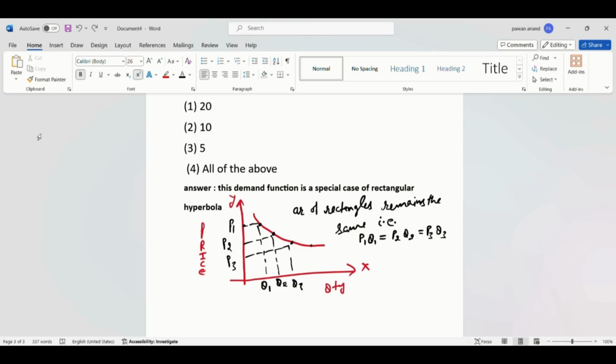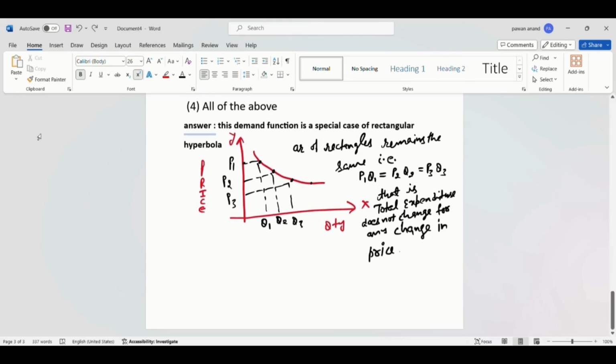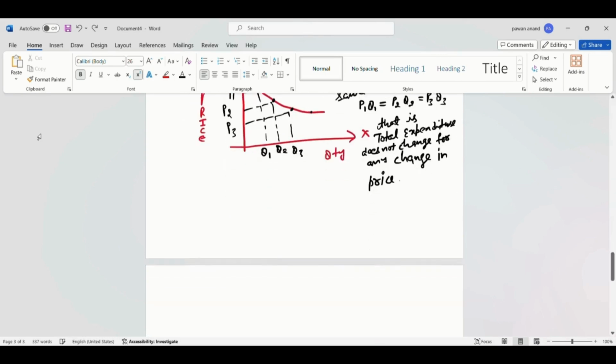Now, if you remember the total expenditure method or total revenue method, in which total expenditure does not change for any change in price if ED is equal to 1 for a unitary elastic demand. So, this is the case of unitary elastic demand, which is also given in the question. And if we solve it like this, then we can easily say that for all the values of price, the value of ED will be 1 only. So the answer will be option D basically.